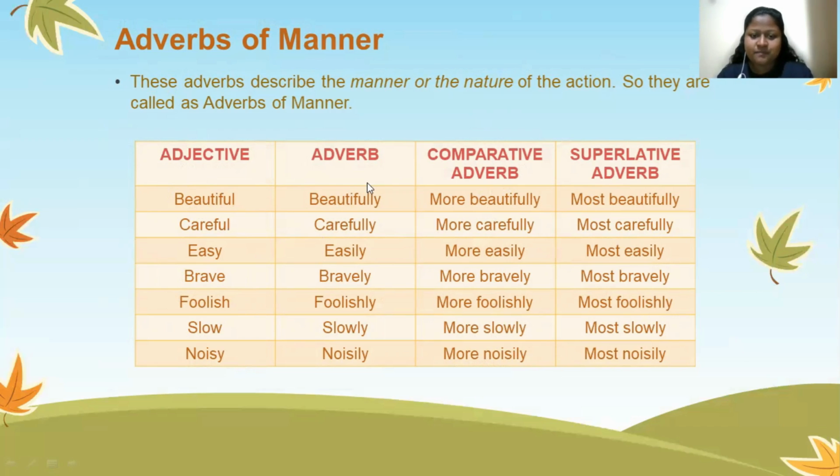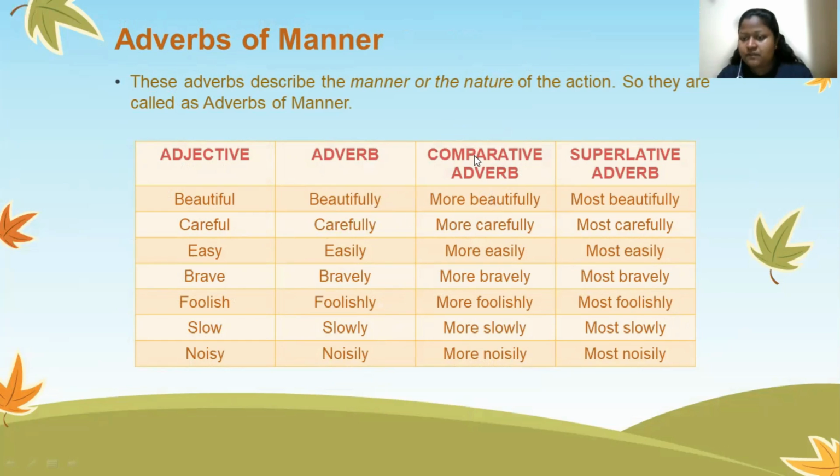The adverb is formed by adding ly to the adjective: beautifully, carefully, easily, bravely, foolishly, slowly, and noisily. These are the adverbs. In this column, you can see the adverbs, and you can see that they are long words.